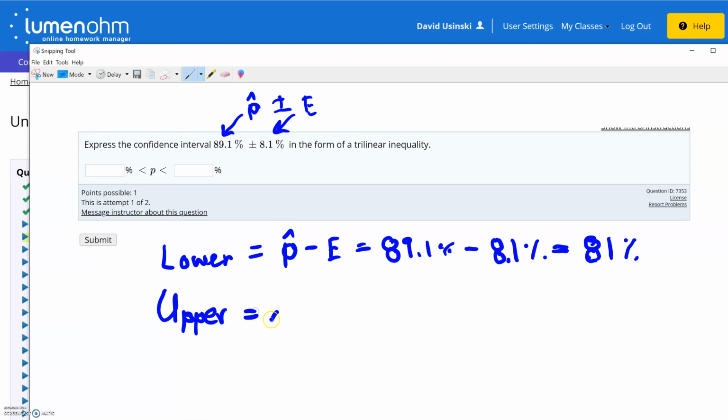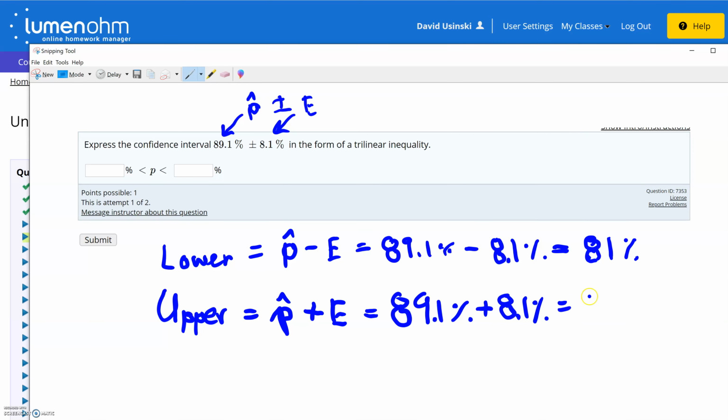I have to do the p hat plus, so it's the 89.1 plus 8.1%. And if you use a calculator, you should get 97.2%.